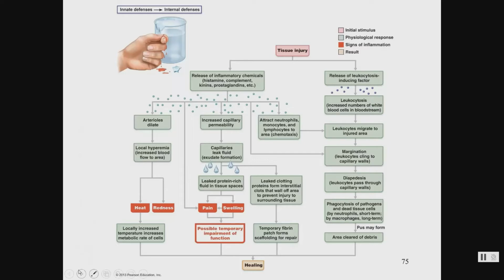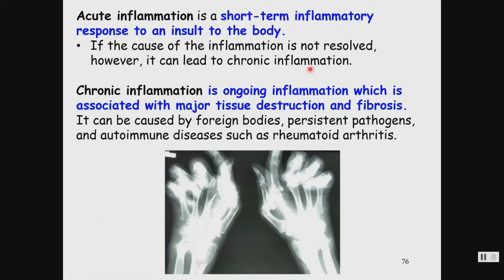So redness, heat, pain, swelling, sometimes loss of function. And the idea is it will remove an invader, prevent spread, and set the stage for healing. So acute inflammation is a short-term inflammatory response to an insult to the body. This is a good thing. Like I said, we don't like it because it causes pain. If that cause is not removed, so it's not resolved, that can lead to chronic inflammation. So I'm trying to say acute inflammation is good, it has a purpose. Chronic inflammation is bad. It is that ongoing inflammatory response, which another textbook talks about.